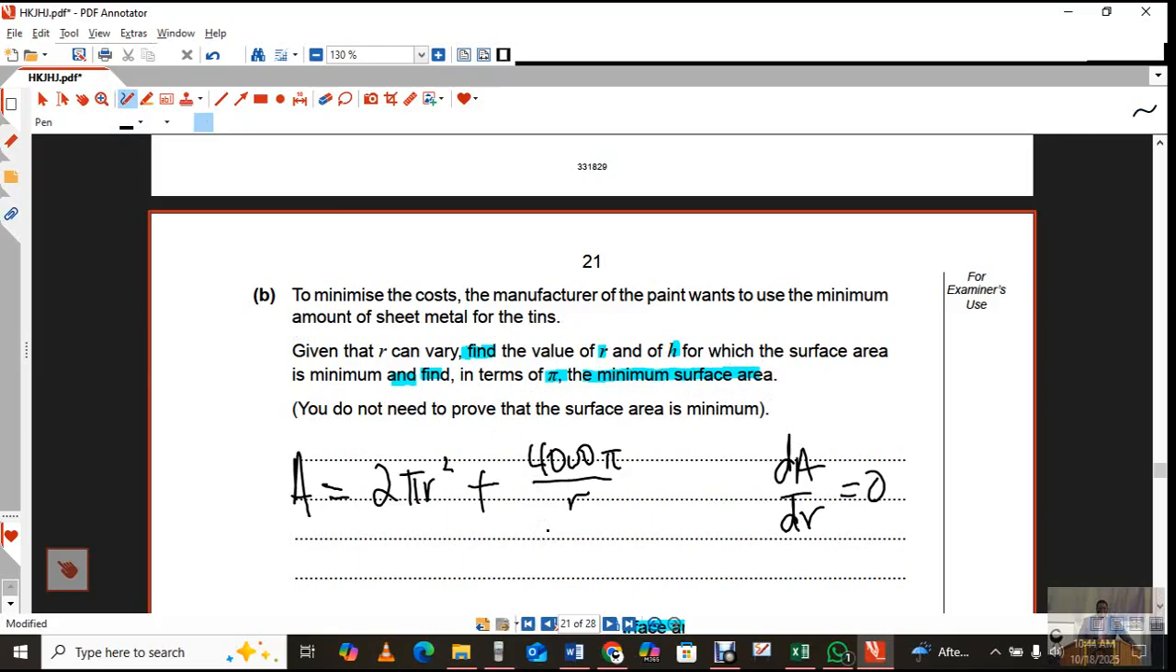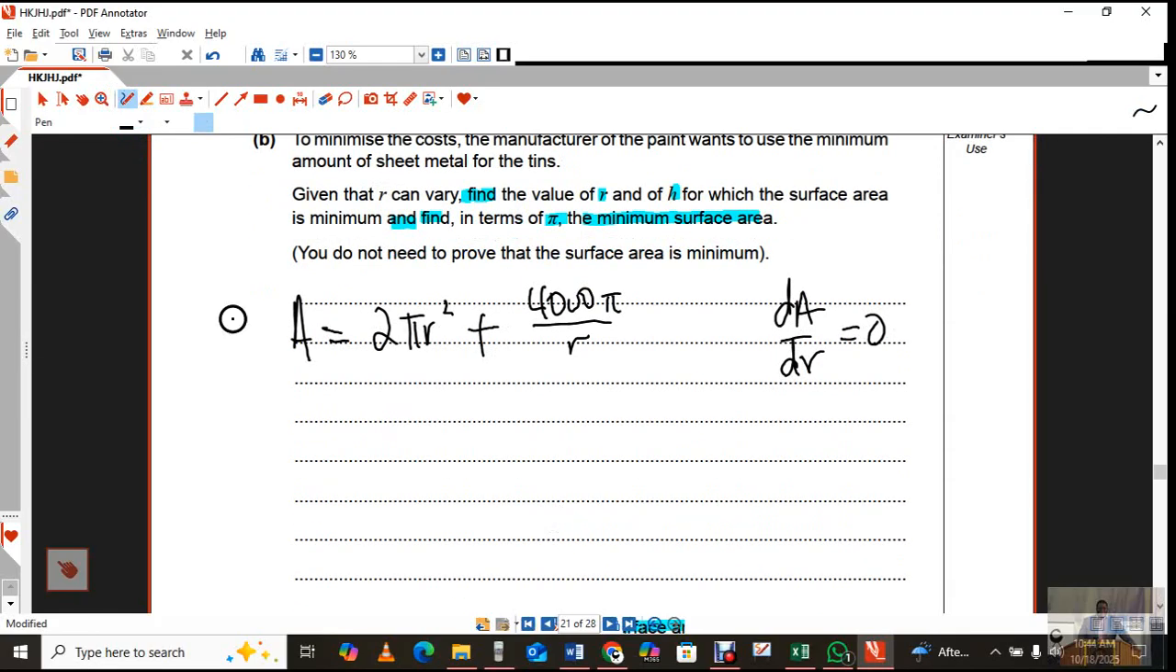So let's first differentiate this. We are going to say dA/dr is equal to 4 pi r. Then this can be written maybe before I write this stuff here.